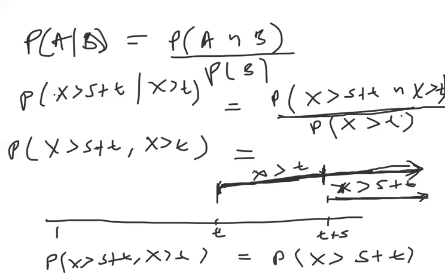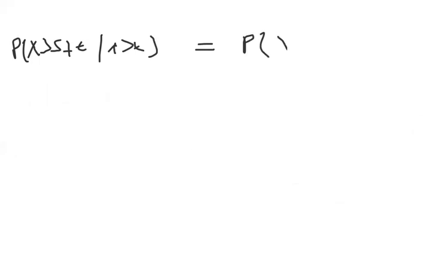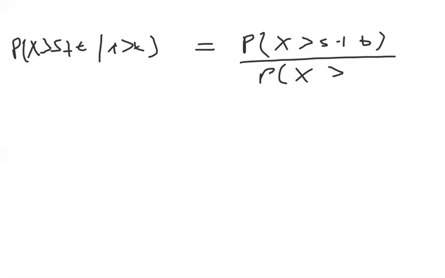Great. So then I can write that the probability that X is greater than s plus t, given X greater than t, is equal to the probability of X greater than s plus t, all over the probability that X is greater than t. I hope it's okay.